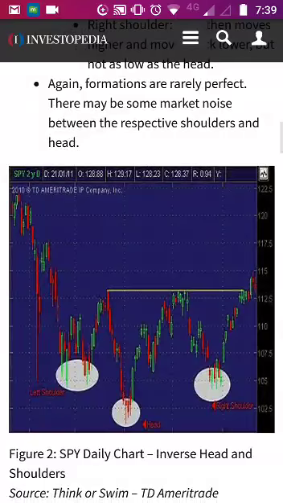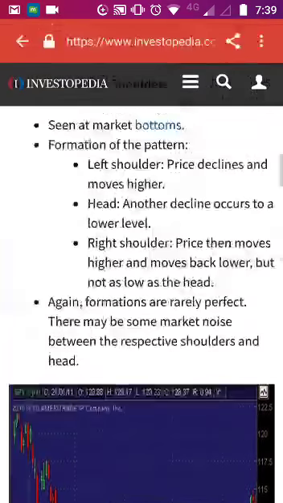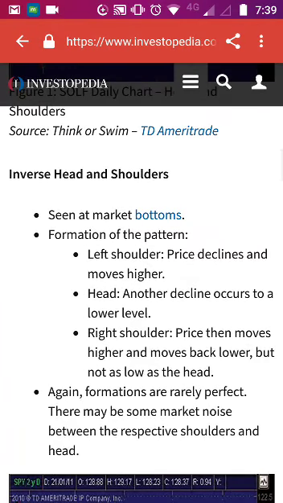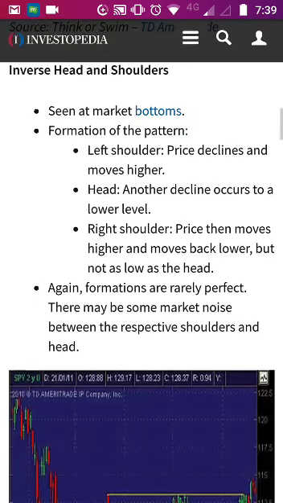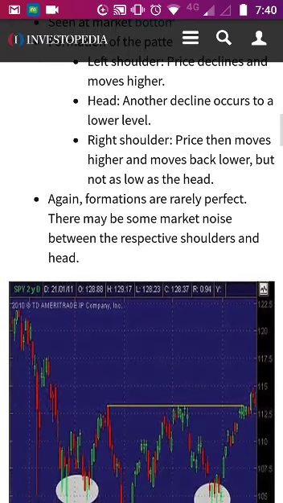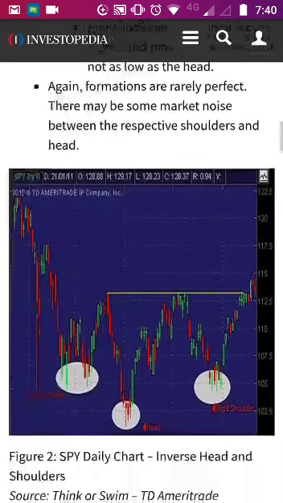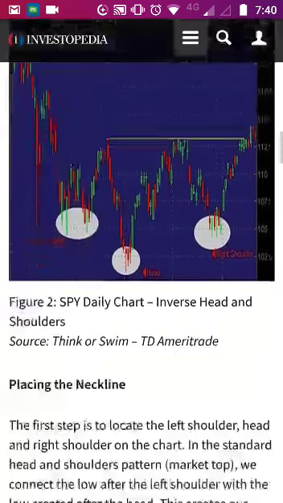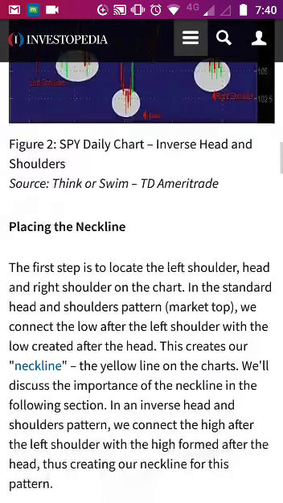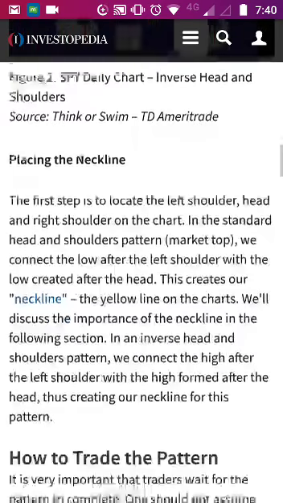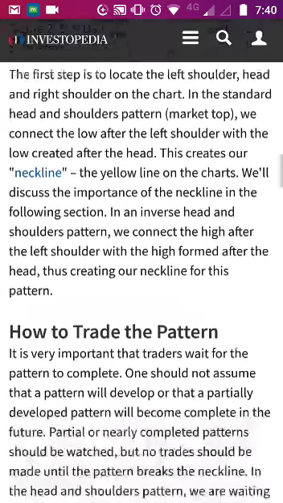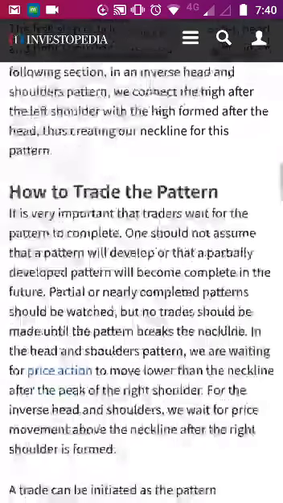it's the head. There is also something called inverse head and shoulders, seen at market bottoms. The actual head and shoulders pattern is seen at market tops, and the inverse looks exactly the opposite, as you can see here. So it's exactly opposite, head and shoulders upside down. The formations are rarely perfect. To identify them you need some experience. And if someone says there is a head and shoulders pattern already, you can keep watching it to understand that pattern.